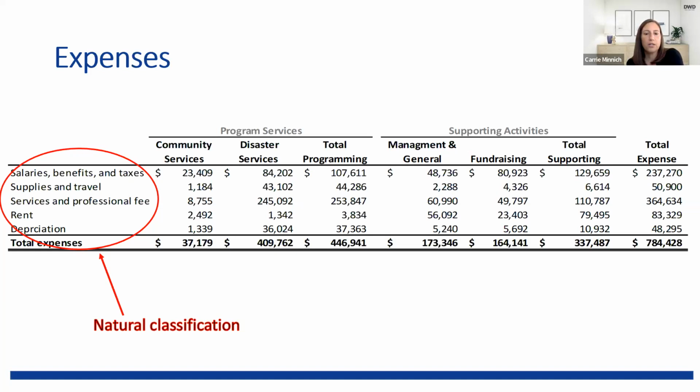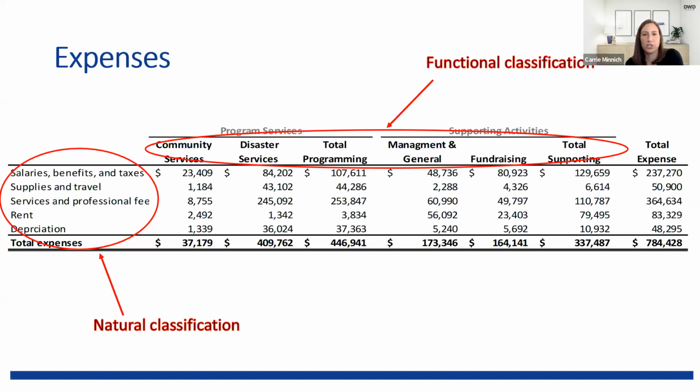But then when we look across the top, we're also disclosing the expenses by function. When we talk about function, we mean what was the function? Was it a program? For example, we have community services and disaster services. Those are two different programs. We have management in general, and then we have fundraising. Management in general and fundraising are considered supporting functions. And then we have our programming functions.